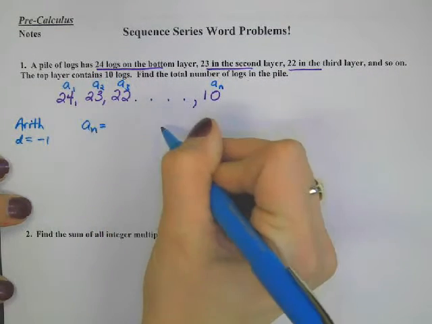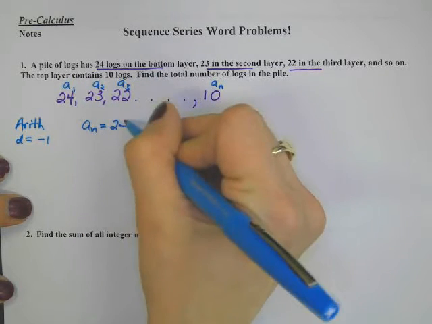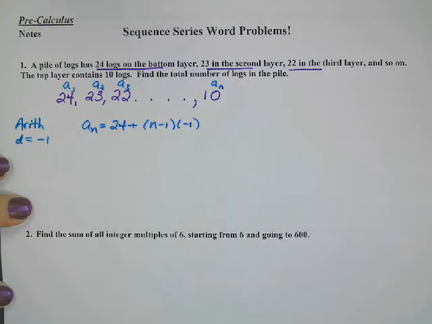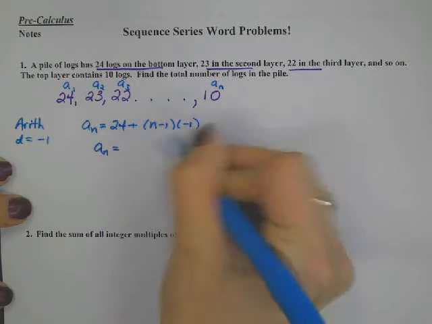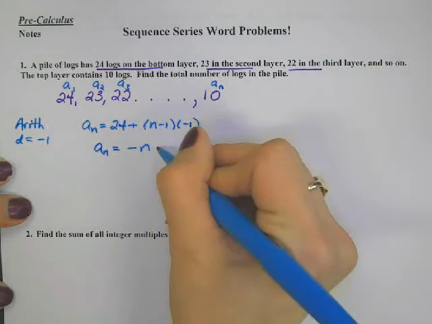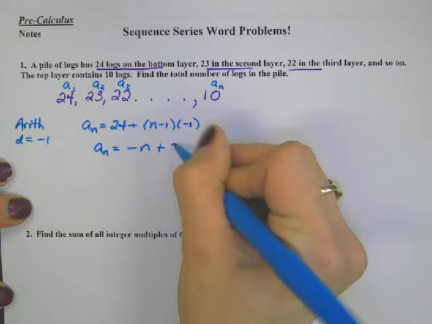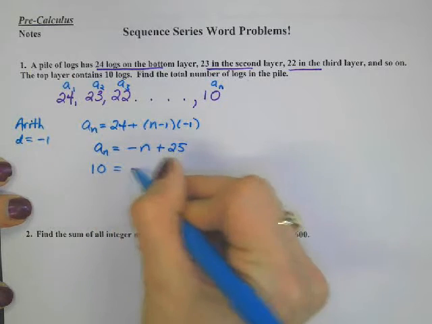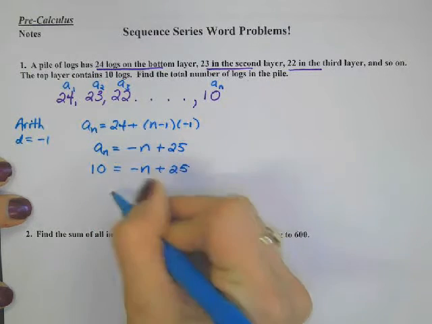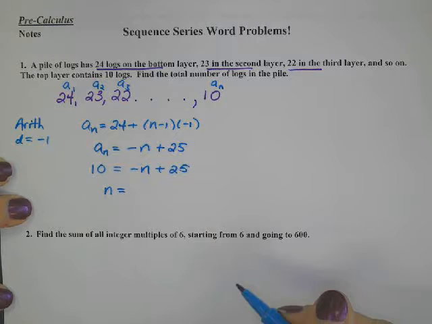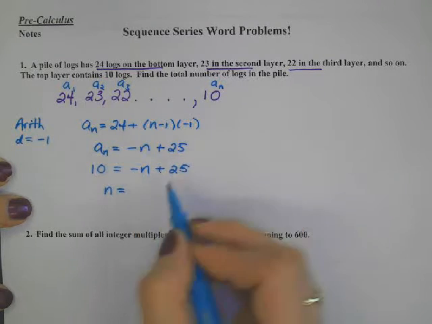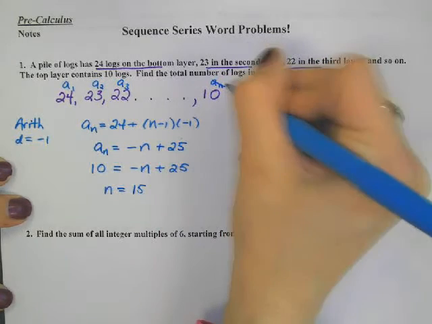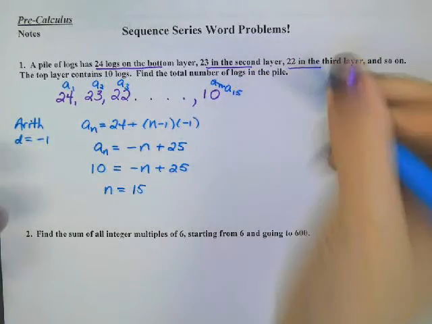Since it's arithmetic, I'll make a formula. First term's 24 plus n minus 1 times d, which is -1. Great use of those parentheses, people. The formula for a sub n is -n plus 25. I'm going to use this formula and plug a 10 into it. So if you put 10 into that formula, it seems like n might be equal to 15. Okay, now I know that this is the 15th term.